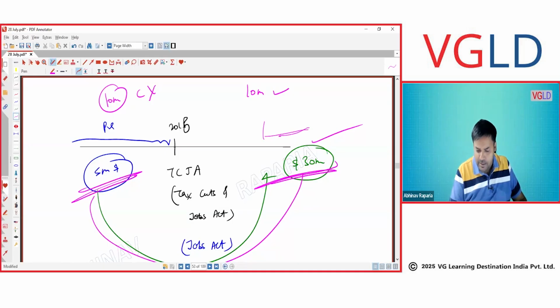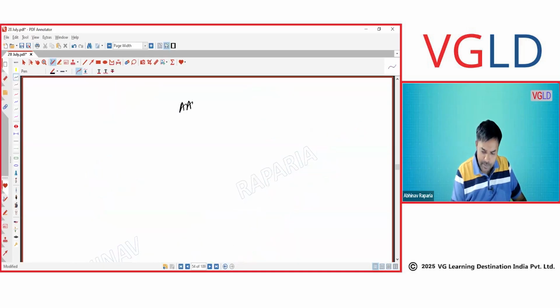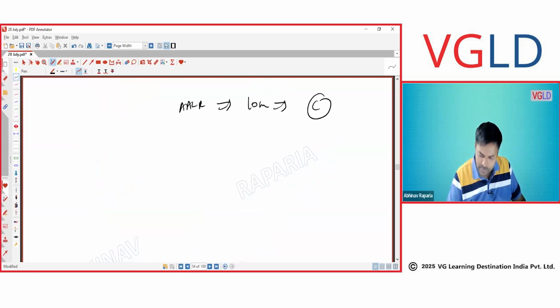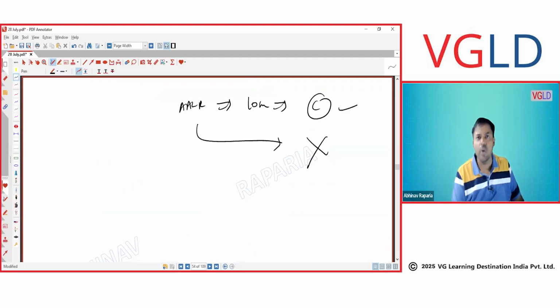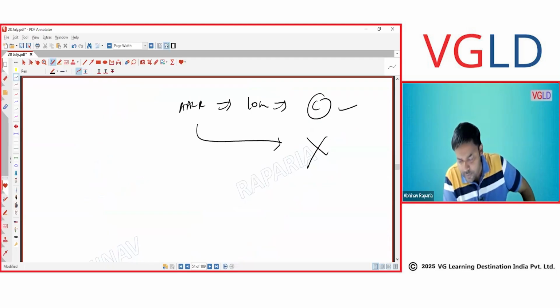If someone's AGR is coming to $10 million, can this person follow the cash method? Yes, you can follow the cash method. Is it mandatory for you to follow the cash method? No. It's your choice, guys. It's a choice they have given you. If you don't want to follow the cash method, that's absolutely okay. There is no problem with that. I hope the point is clear.